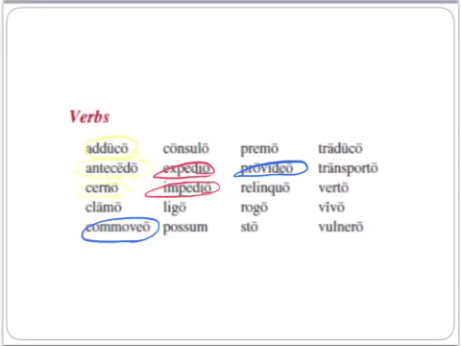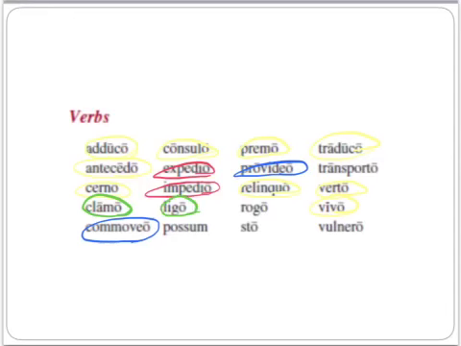Cerno is third. Consulo is third. Premo is third. Relinquo is third. Traduco, again from duco, is third. Averto is third. Vivo is third. And then the rest of these guys ending in O are first.